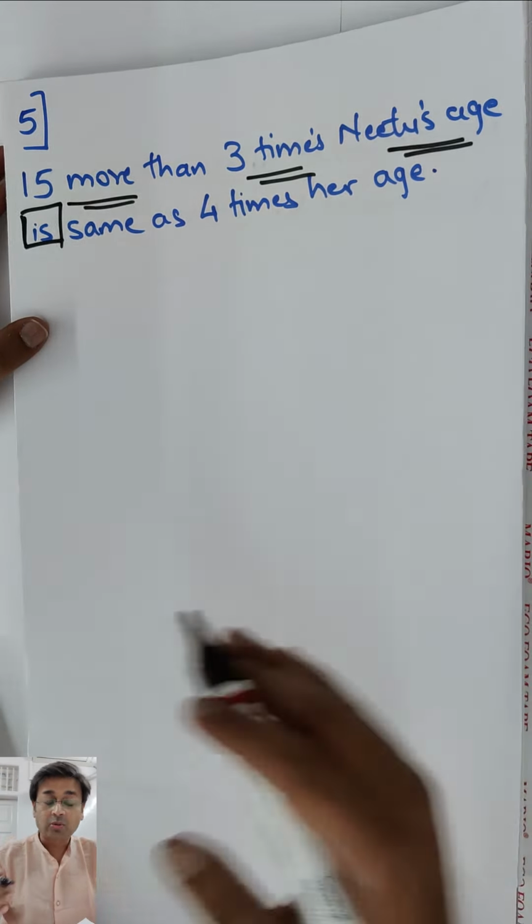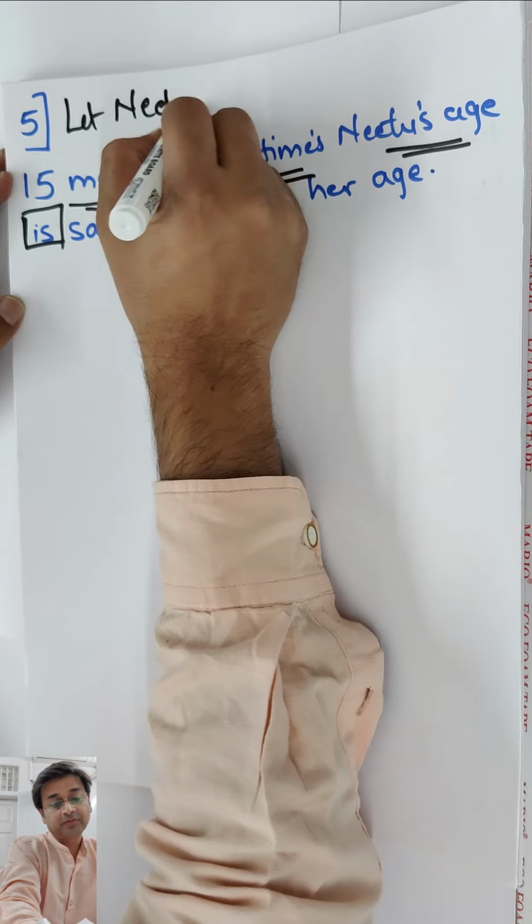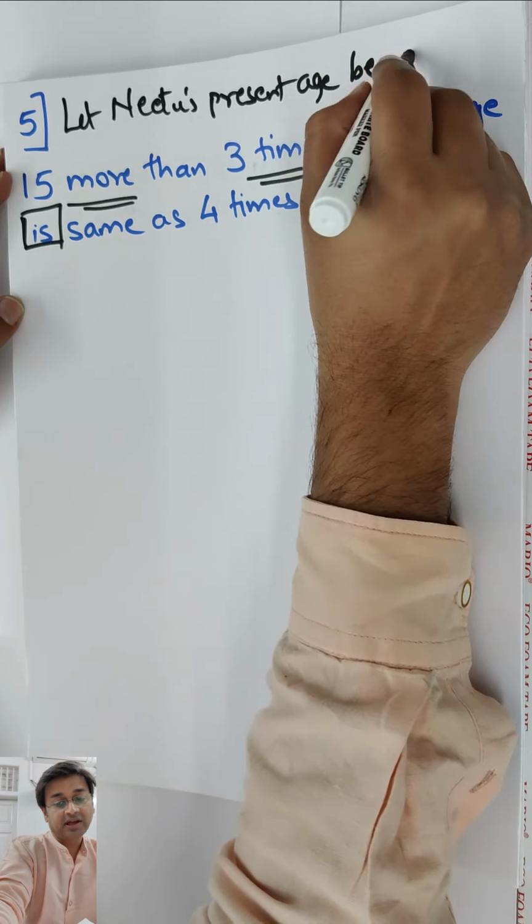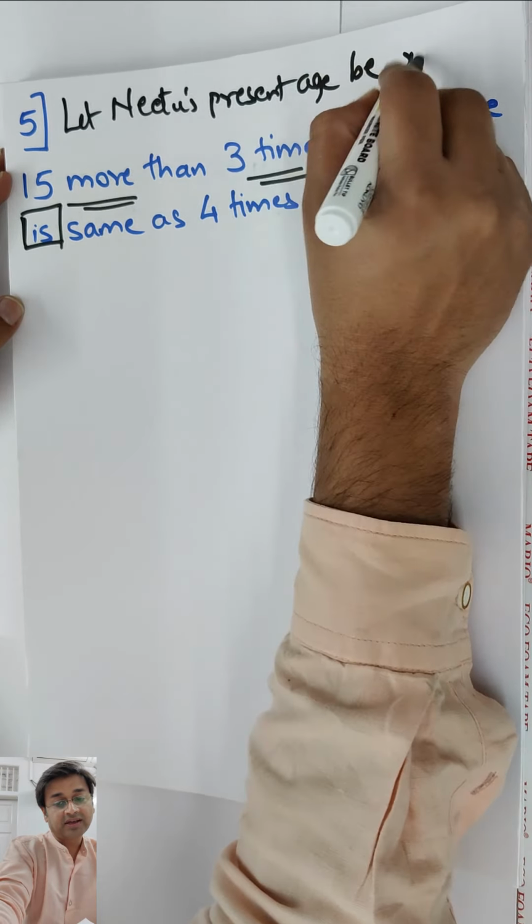So what are you going to assume? Present age. So let Neetu's present age be x years. So right now she is of x years. 15 more than 3 times. So 3 times will be 3x. 15 more, so plus 15. Is, that becomes your separator. 4 times her age. 4 times, product. So 4 into x. Her age is x years, because we have assumed that her age is x. Solve it. So you'll have 15 is equal to x.